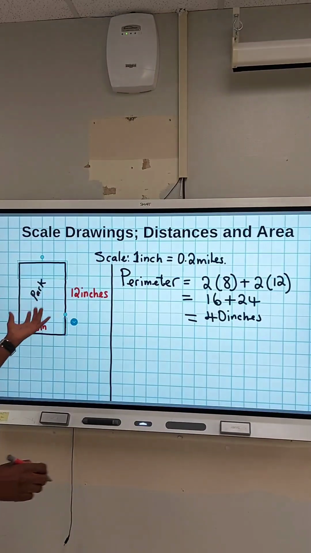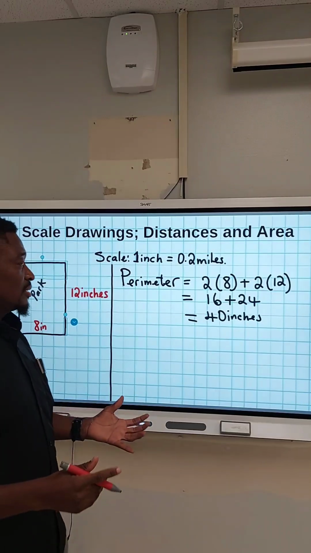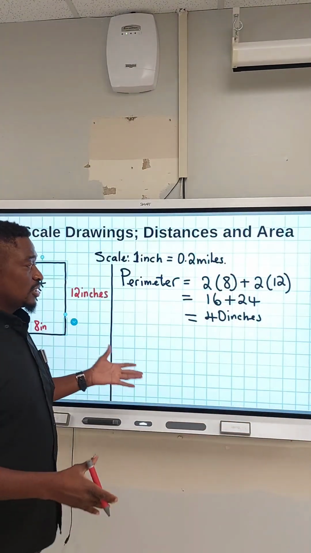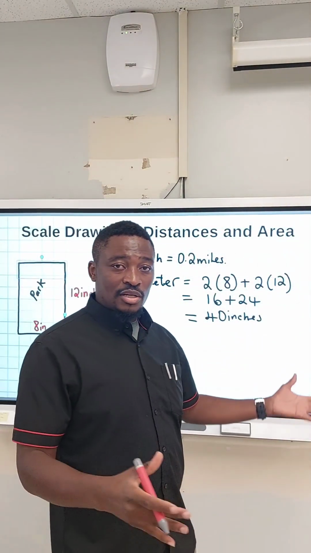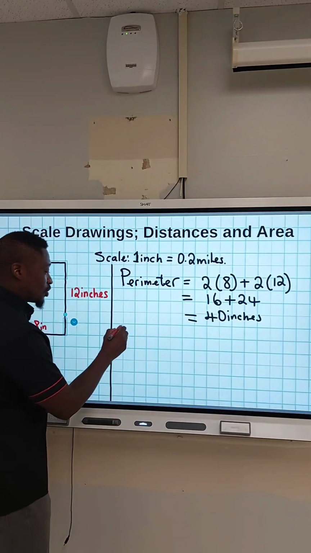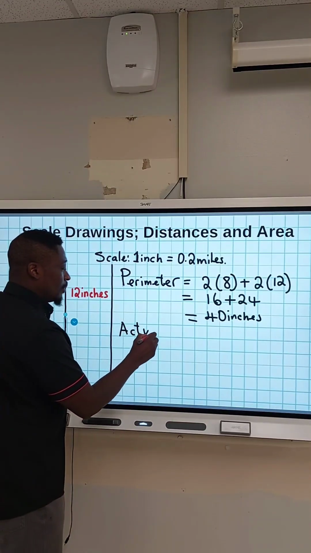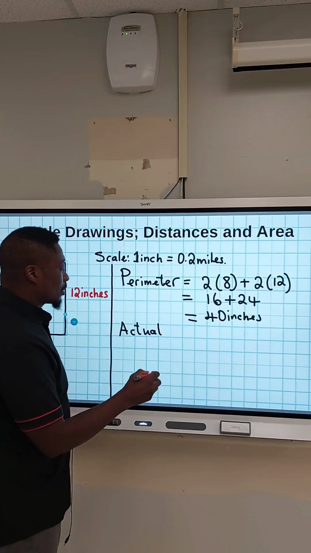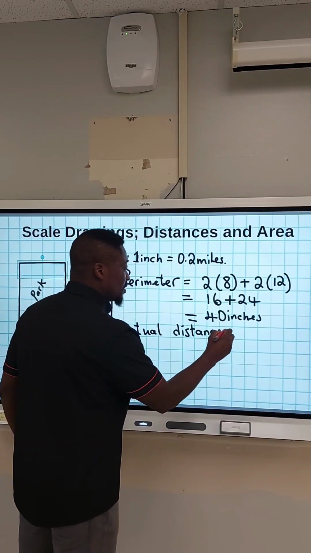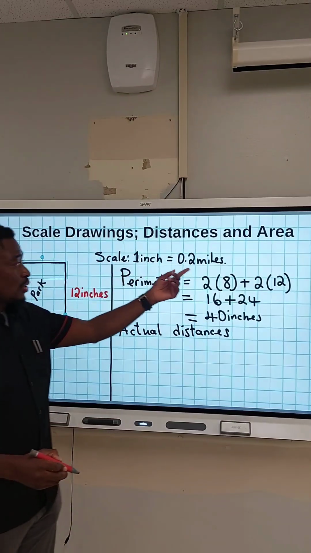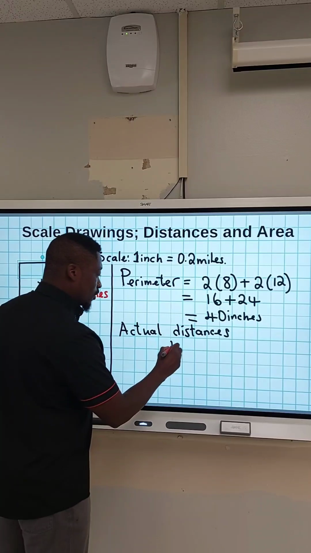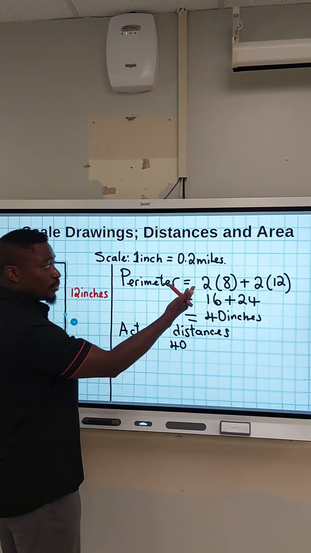But remember, this is a scale drawing. 40 inches is the distance in the notebook, on the scale drawing. 40 inches is not the distance on the actual ground in the park. So if you were in the park to walk the actual distance, then since the scale says 1 inch is 0.2 miles, you will walk 40 of the 0.2 miles.